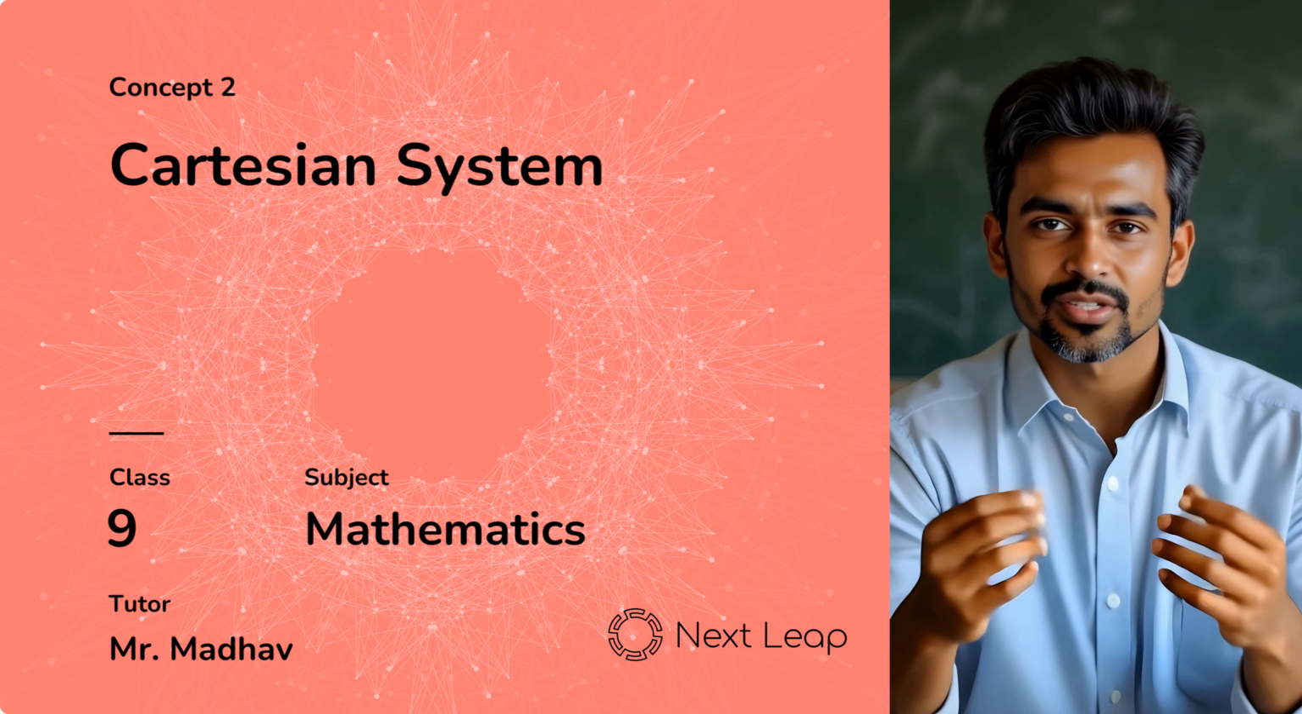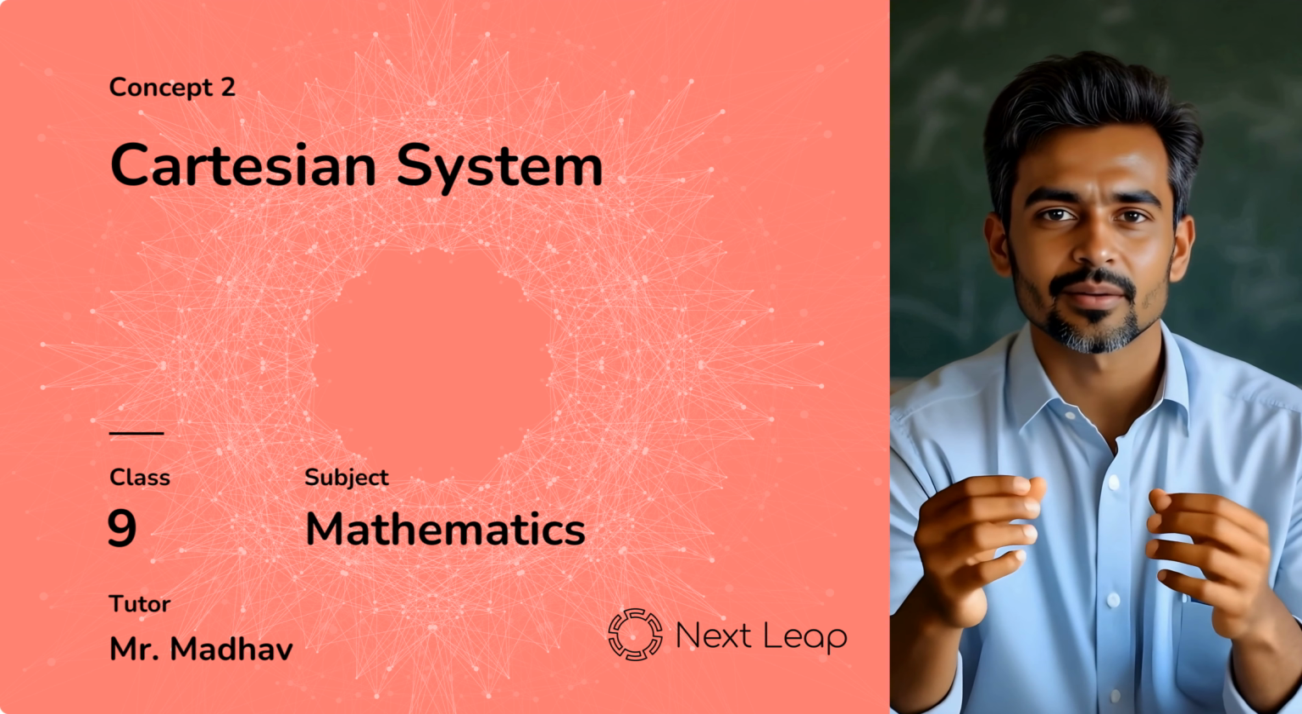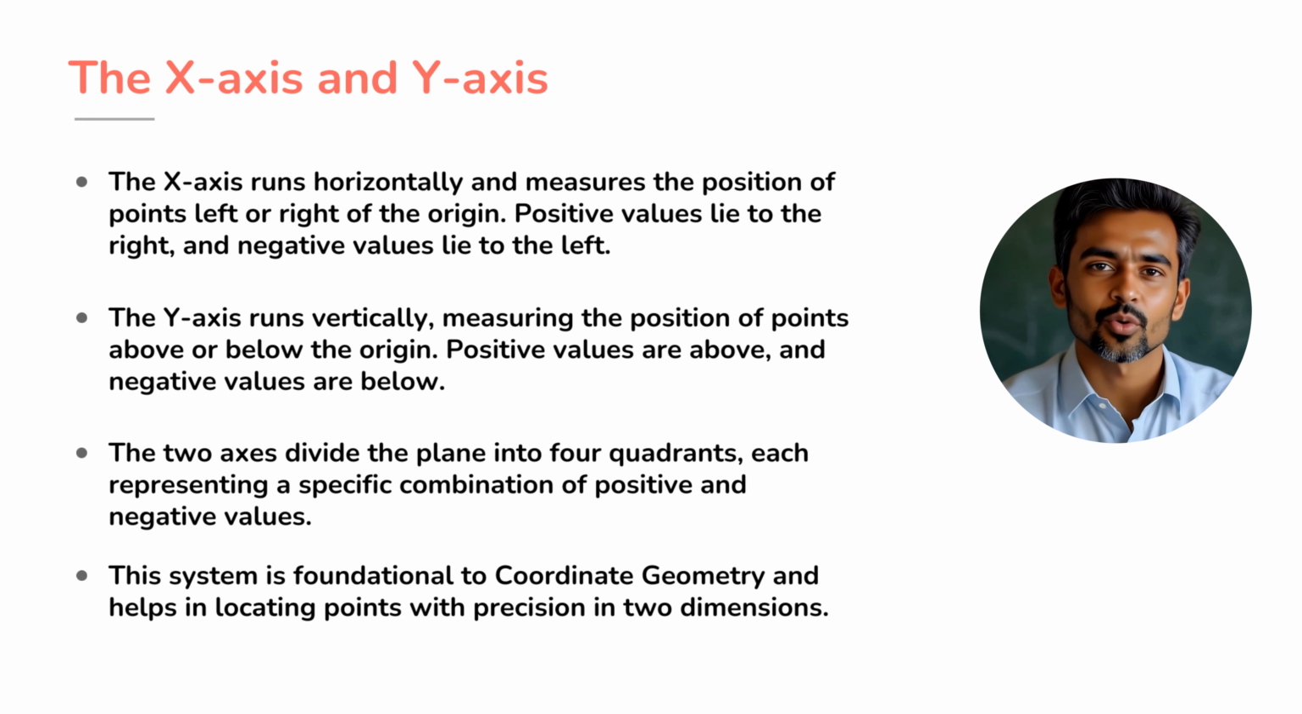These lines are called the x-axis and y-axis. Let's now explore the x-axis and y-axis in more detail. The x-axis is the horizontal line, and it measures how far a point is from the vertical axis, or how far left or right a point is from the origin. Positive values on the x-axis lie to the right of the origin, while negative values lie to the left.